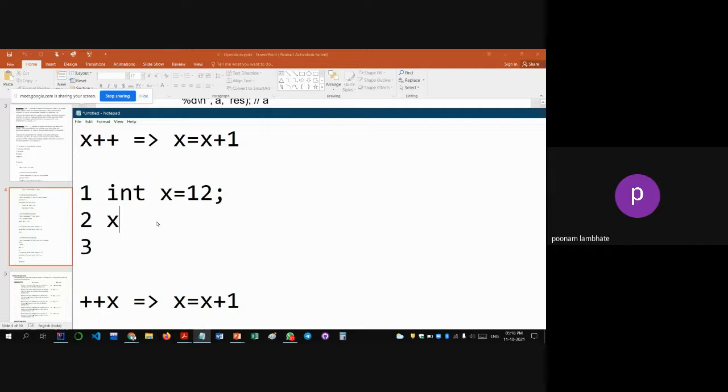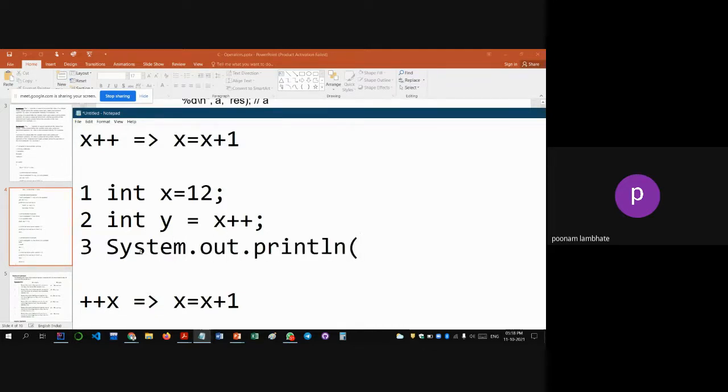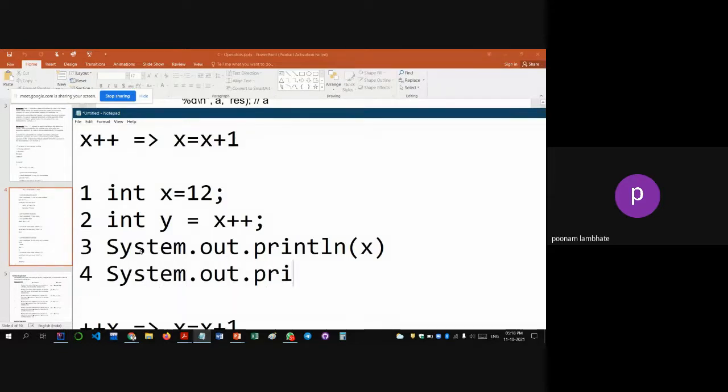Then next line you're doing x plus plus. And suppose you have another variable, let me take y, and you're putting the value of x plus plus inside y, means you're storing x plus plus inside y. And on the next line, suppose you want to print the value of x and y. First I'll print x, and how to print multiple values using a simple println statement, that we'll see later. I'm printing x and y. Now what should be the output, we'll discuss now.